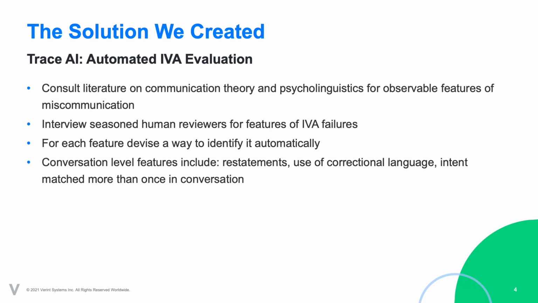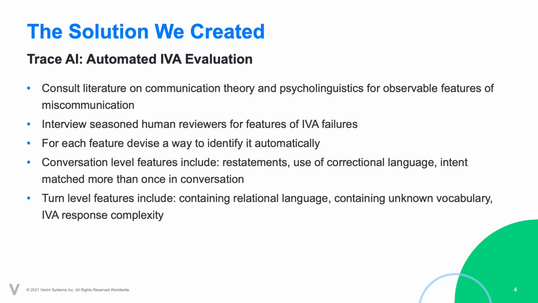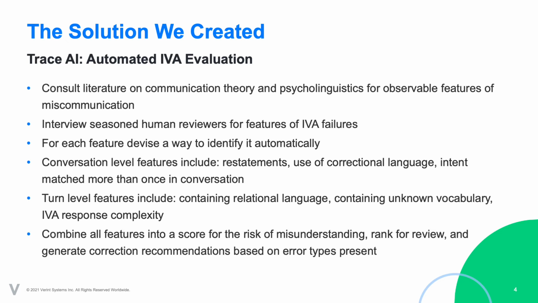Some examples of conversation level features, which means we have to look at the context of the full conversation to make a determination, would be if a user is restating themselves over the course of a conversation, if they're using correctional language downstream, or if you see a similar user intent matched more than once within a single conversation. Some turn-response pair type features include looking to see if the user's input contains relational language. For example, a bunch of backstory on why they're trying to perform some task, if they're using words that are unknown to the IVA, or if the IVA's responses are too complex, using a bunch of complexity measures.